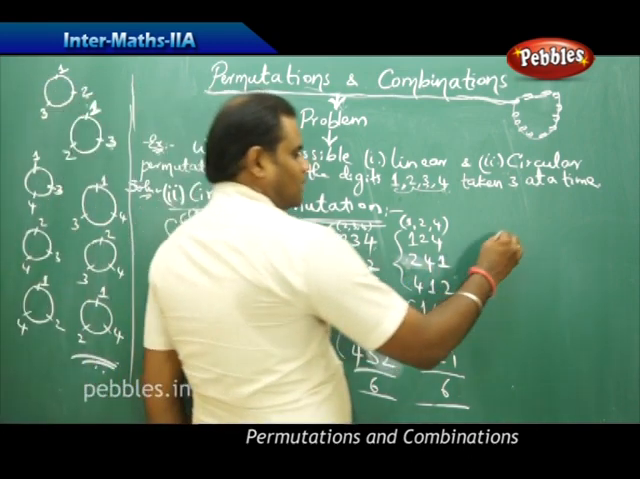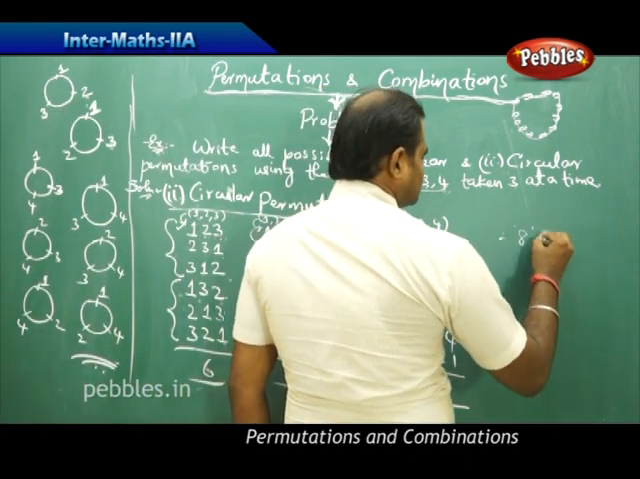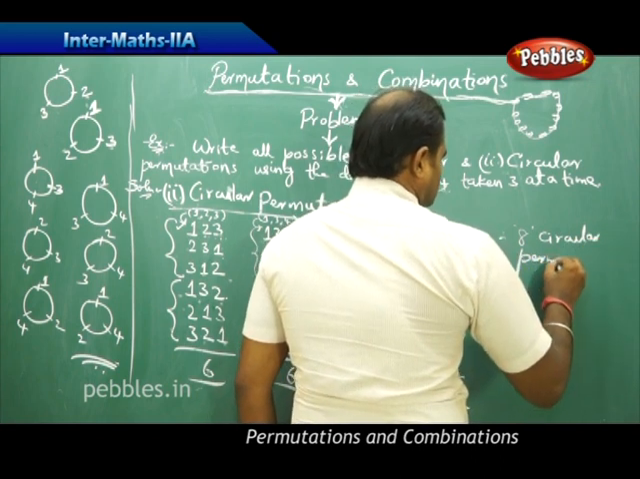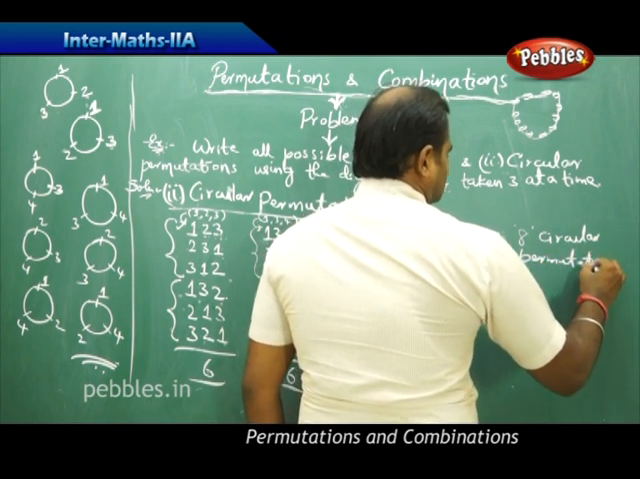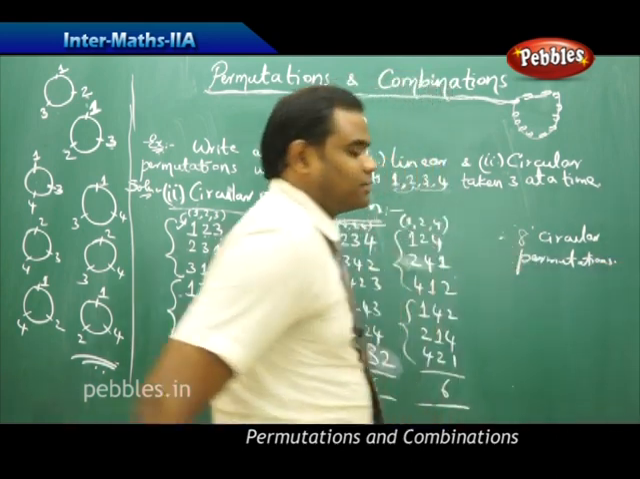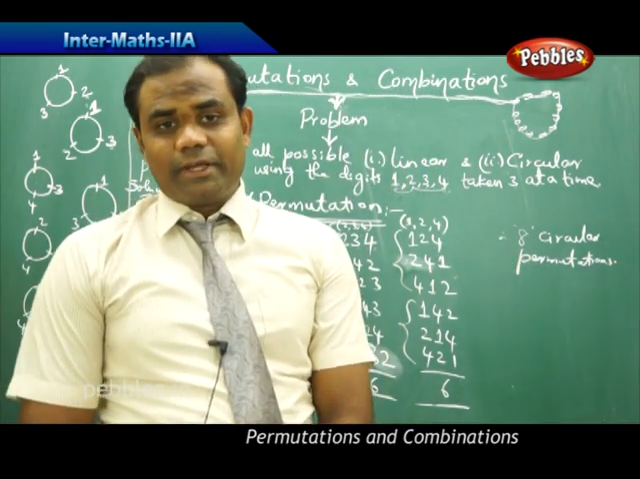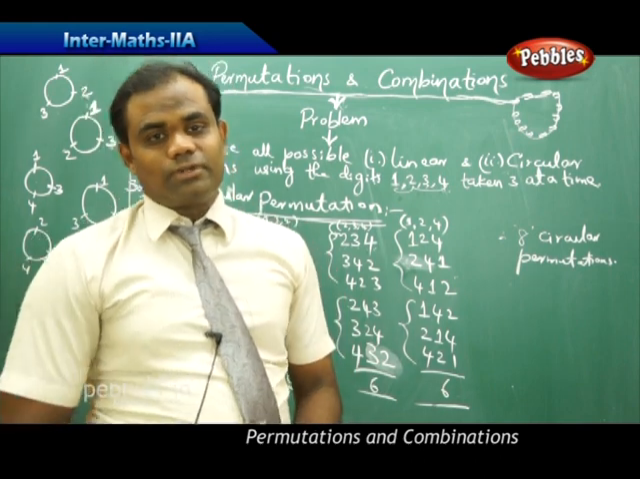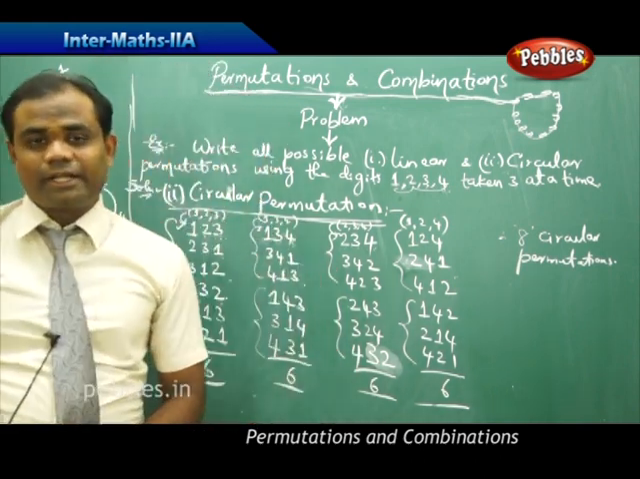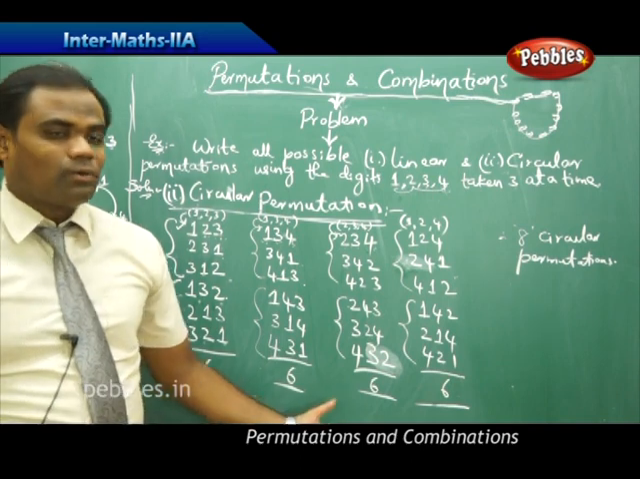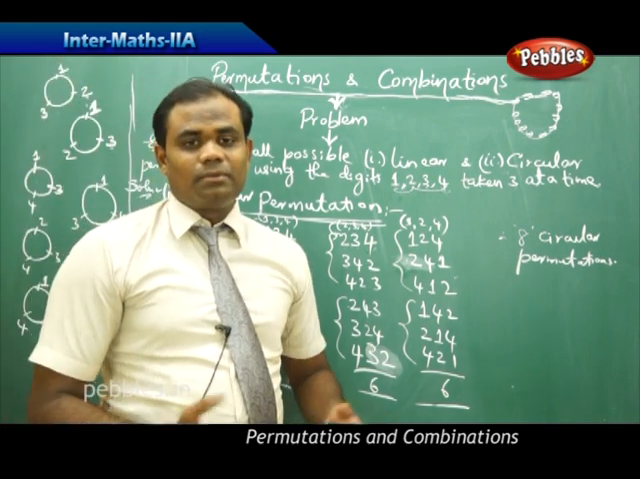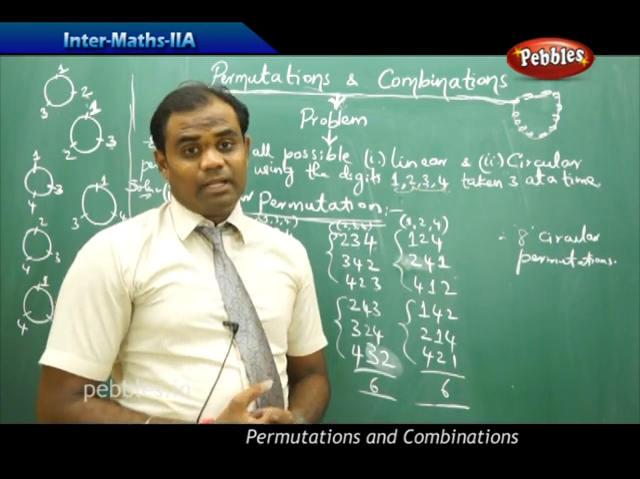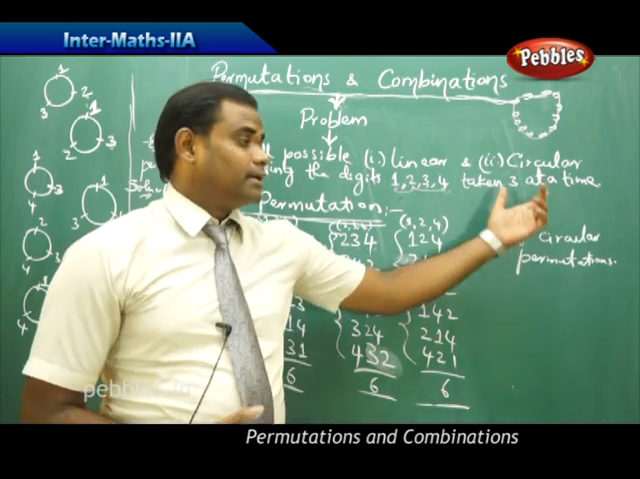So therefore, I have 8 circular permutations. That is 8 different ways of arranging and selecting in the circular form, and 24 ways of selecting and arranging in a linear form. This is how I understand the 3-digit numbers which can be formed by taking the 4 elements 1, 2, 3 and 4, taken 3 at a time.